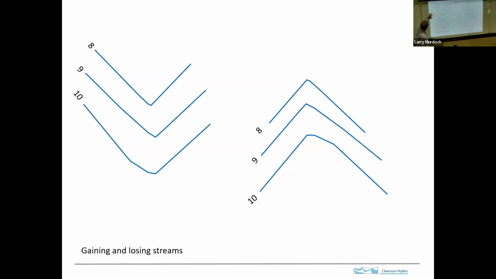So here's a set of contours, 10, 9, 8. So this is going downwards. And we've got this V shape. So we can put in a control volume here. And well, we can see that the flow is in that direction, right?